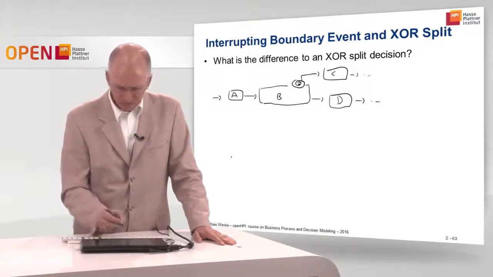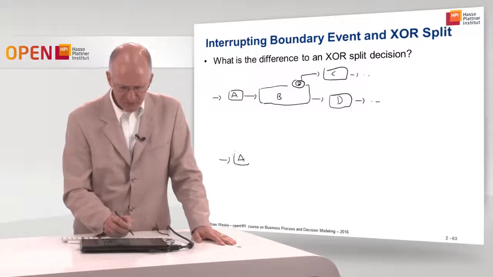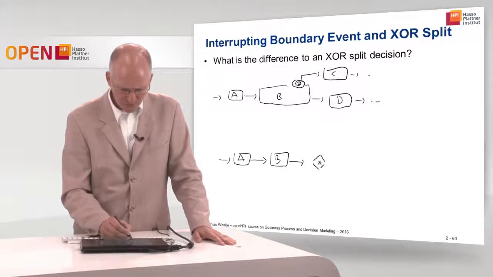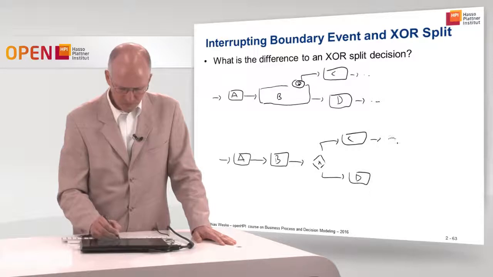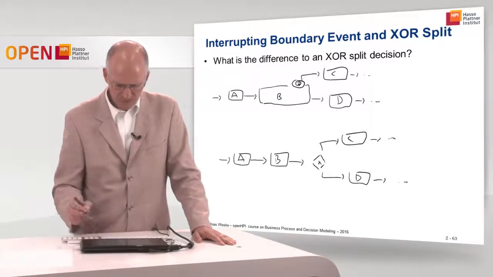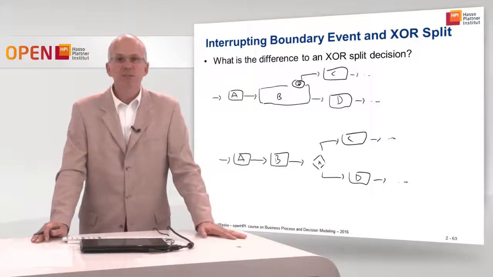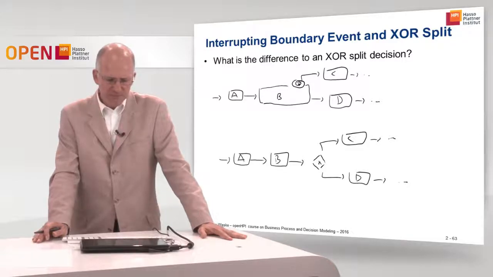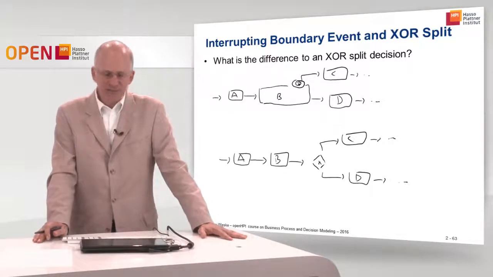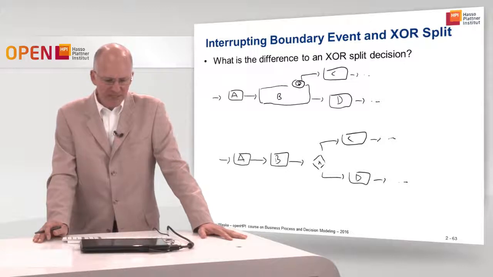And I could just represent this as an XOR split decision. So here we have the activity A, then we have activity B, and then we decide whether we go to C or we go to D. And then, of course, the process continues at this. So what's the difference between these two alternatives? Well, I see quite some differences, and probably you also see the differences at this point already.